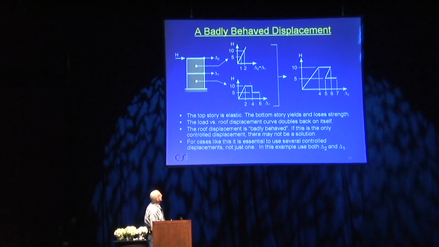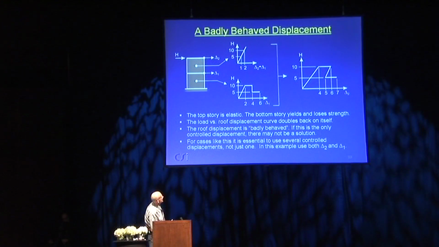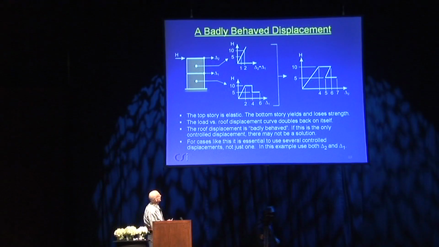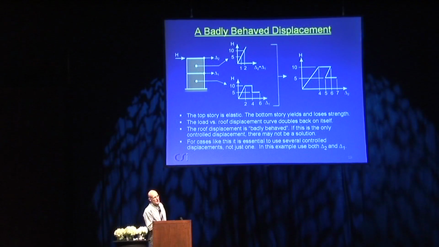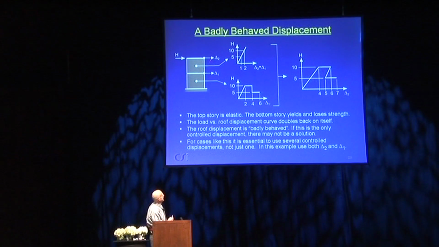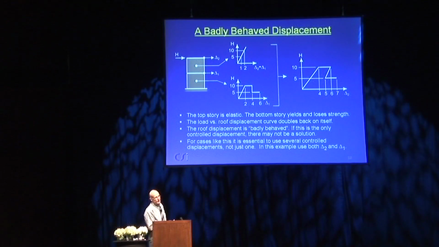Then this one yields, so the load stays at 10, and the displacement in the upper story is still 2, the displacement in the lower story is 4, so 4 and 2 is 6, so you've come out here and the displacement is 6. Then this one suddenly loses strength, so now the load is 5 and the displacement is 4, the load up here is 5 and the displacement is 1, 4 and 1 is 5, so the displacement comes back to 5, and then it continues horizontally. So the roof displacement has doubled back on itself. This is bad. This is a badly behaved displacement.